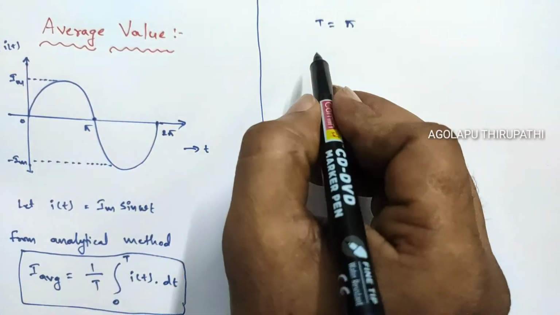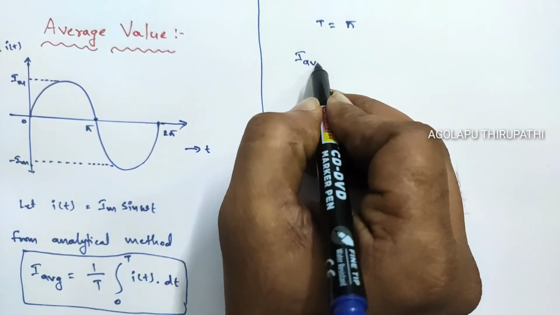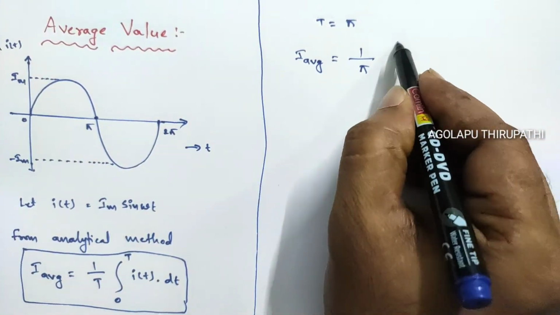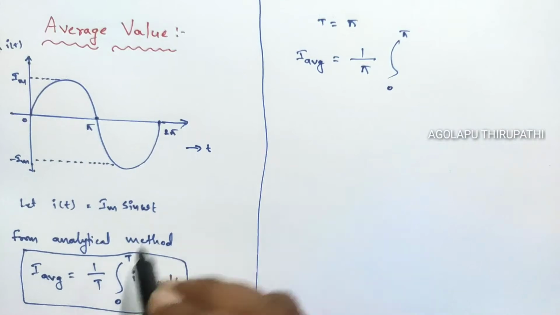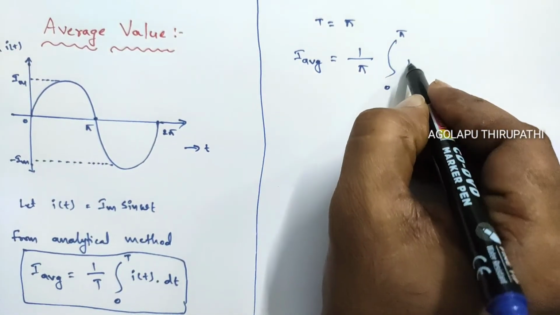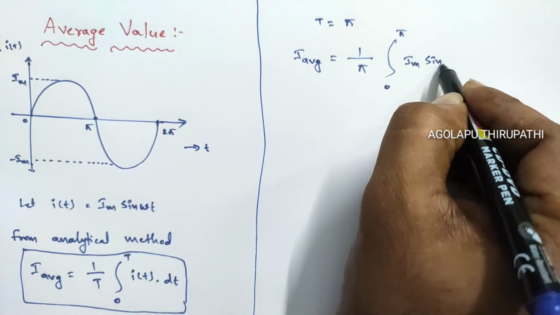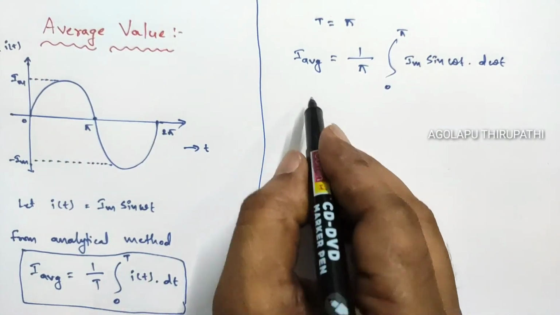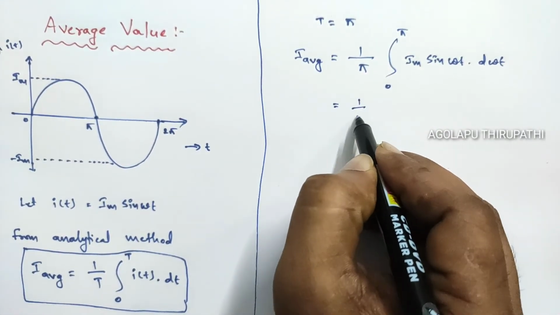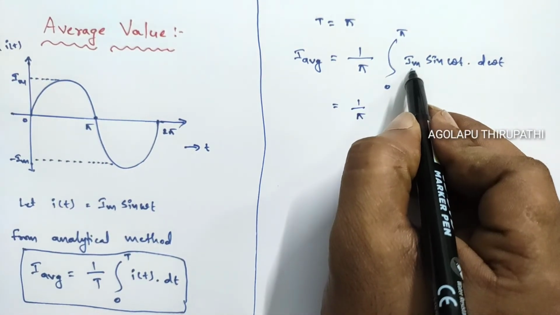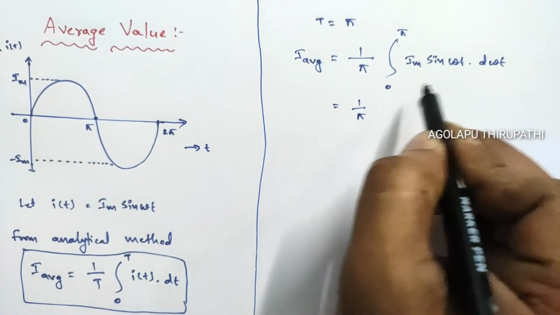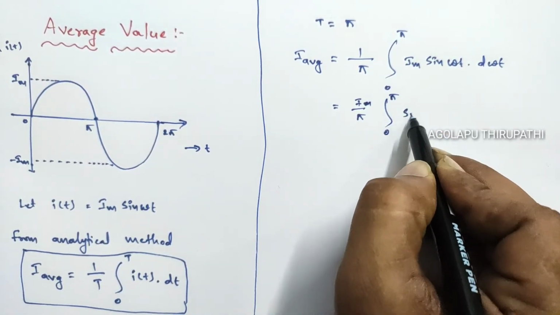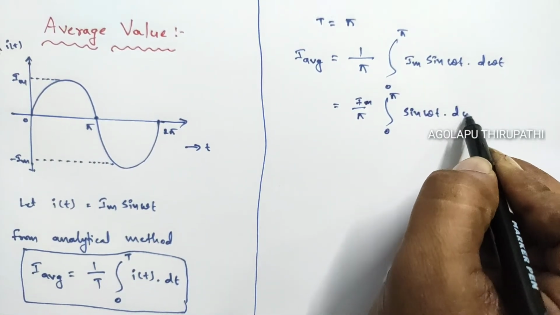Now substitute in the formula. I average is equal to 1 by T, and I am substituting pi because it is a symmetrical waveform. Integration 0 to pi of i of t dt, that is Im sin omega t d omega t. Now simplify this equation and you will get the average value. I average is equal to 1 by pi. Here Im is a constant because we are integrating with respect to d omega t, so I am taking it outside: Im, integration 0 to pi sin omega t d omega t.